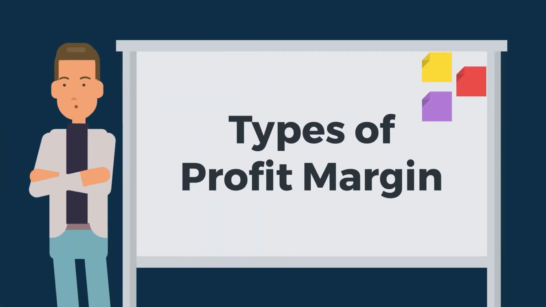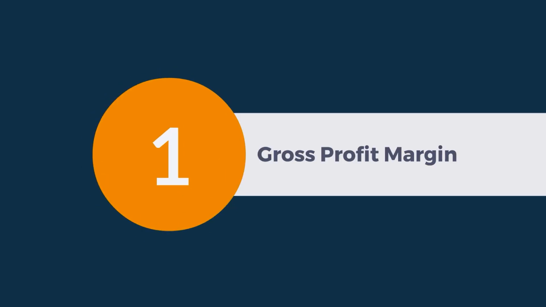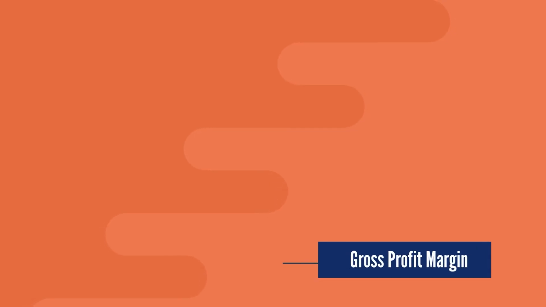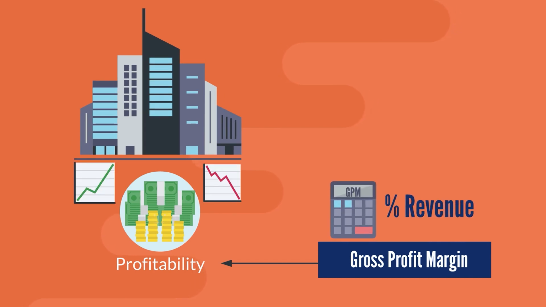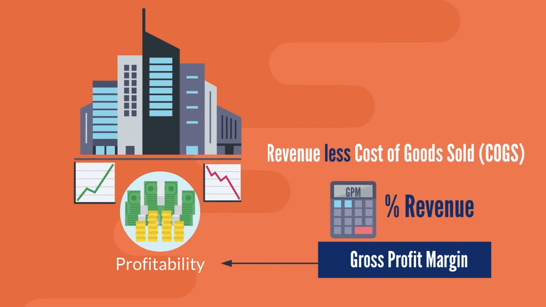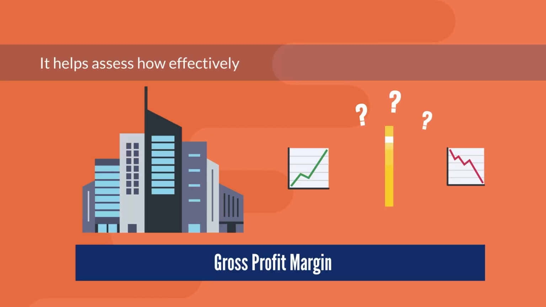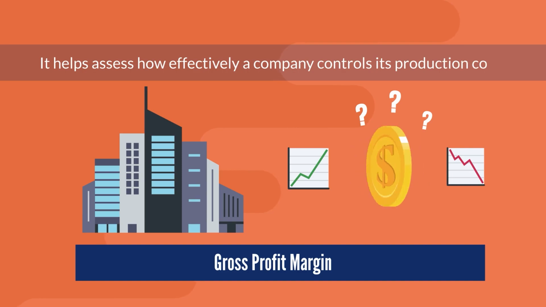Types of profit margin. Gross profit margin. Gross profit margin measures the profitability of a company's core operations by calculating the percentage of revenue that remains after deducting the cost of goods sold, or COGS. It helps assess how effectively a company controls its production costs.